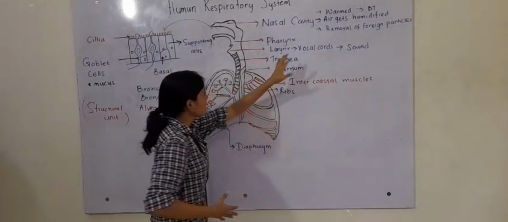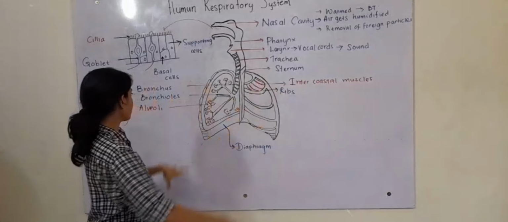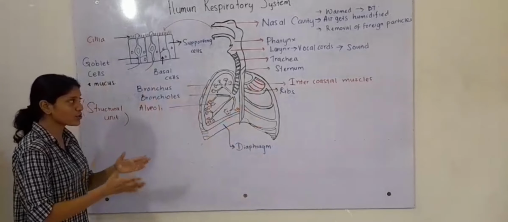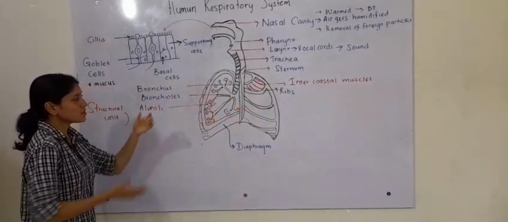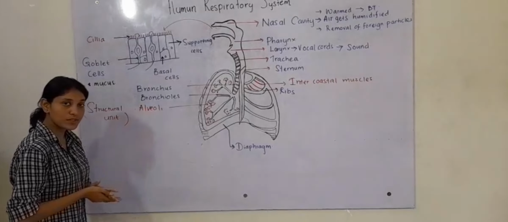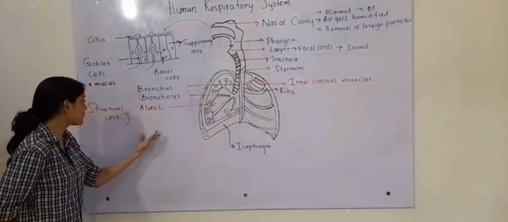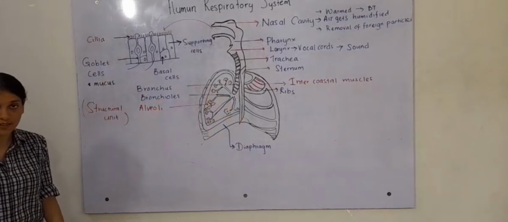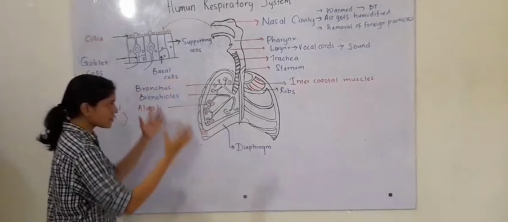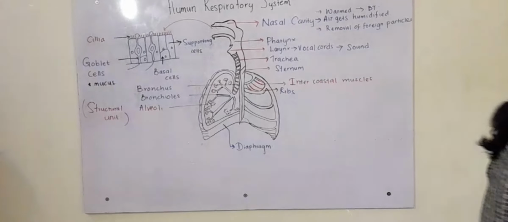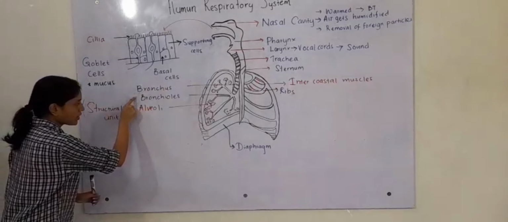Understood? And then this trachea is branched into two structures called the bronchus. It also contains those cartilaginous rings, and this bronchus is going to divide into small branches, that is bronchioles. At the end of these bronchioles you have the alveoli, and alveoli is the structural unit of the respiratory system. Your bronchioles and alveoli are within a muscular structure called the lungs. So your lungs contain the bronchioles and alveoli.